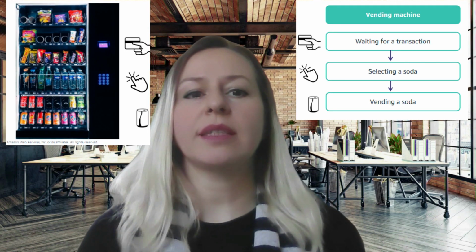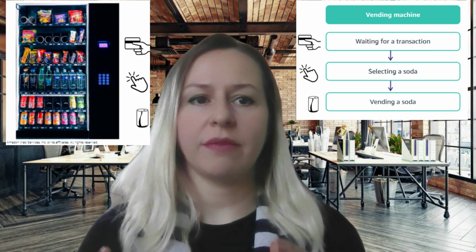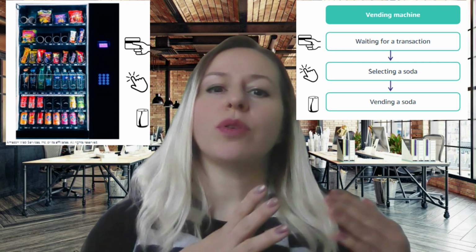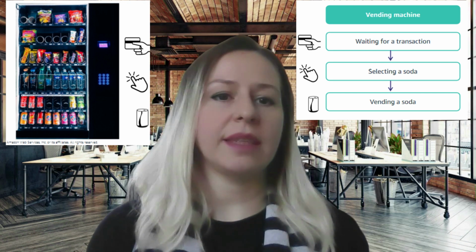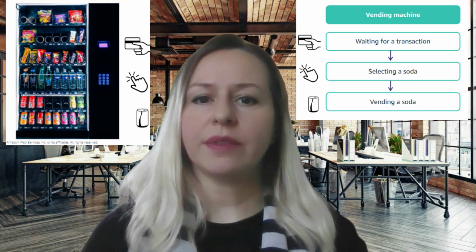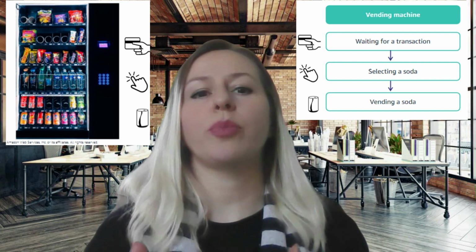The machine starts in the operating state, waiting for a transaction. After payment is received, it then moves to a soda selection state. Next it enters a vending state, where soda is dispensed to the customer. After completion, the state returns back to the operating state.